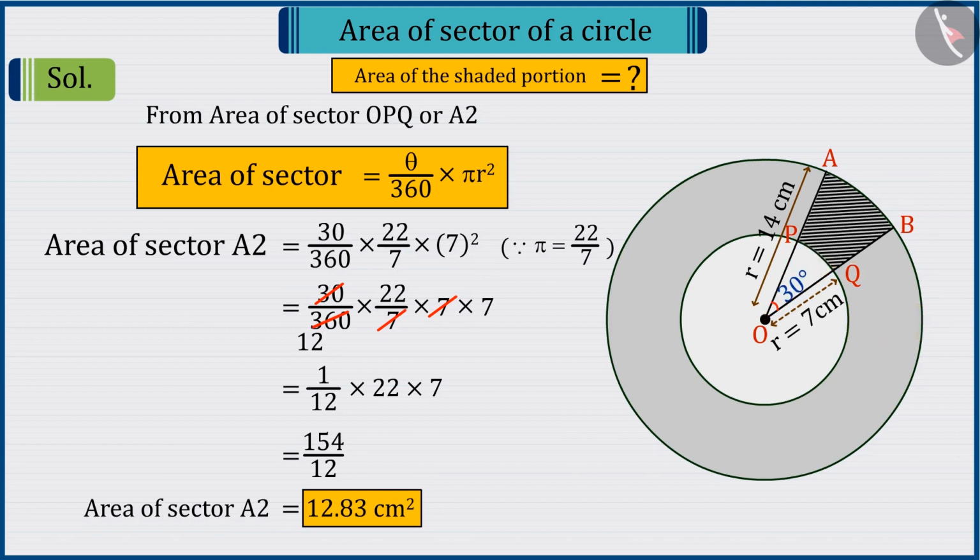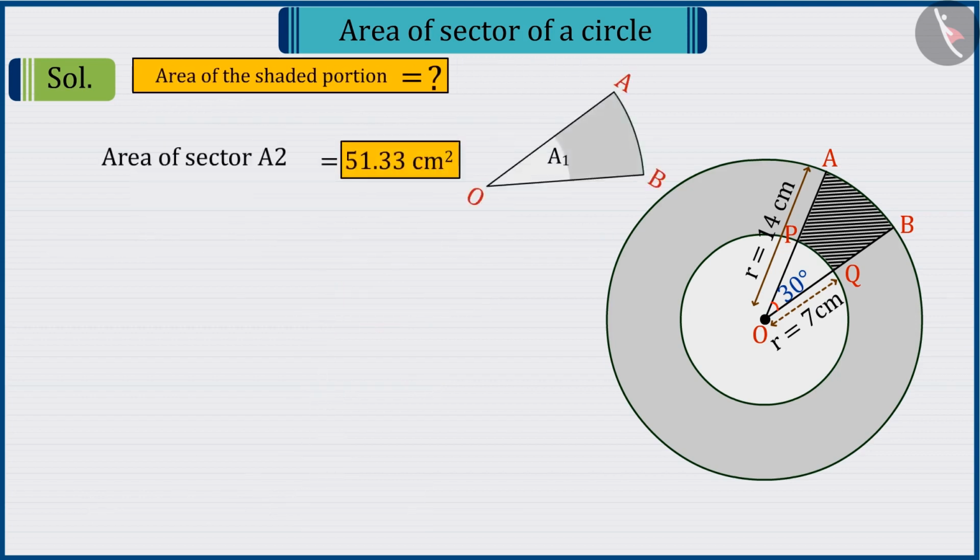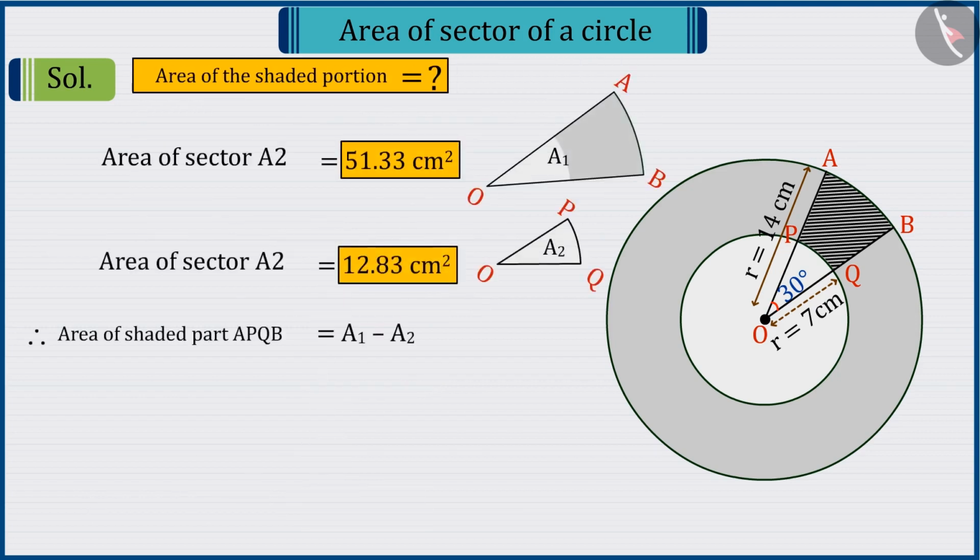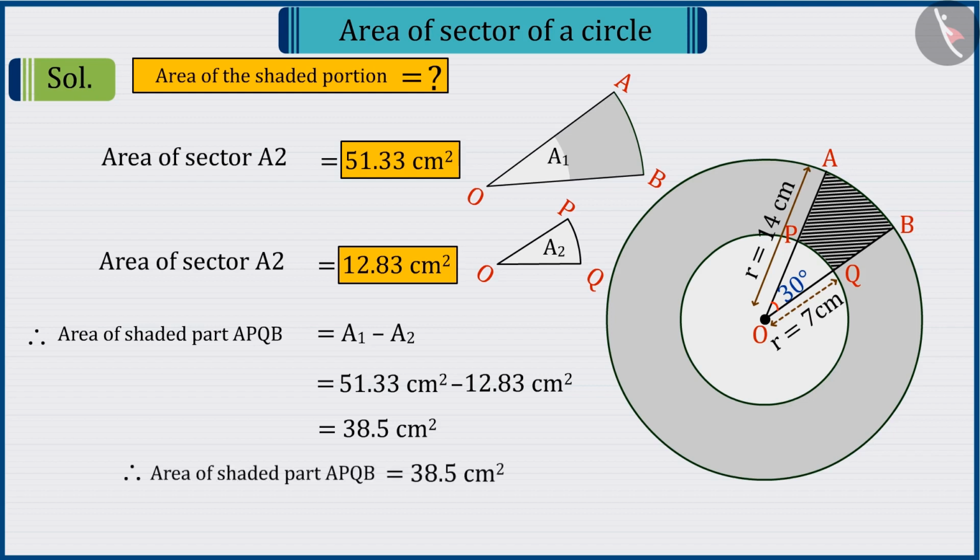Since we have to find the area of the shaded region, we subtract the area of A2 from the area of A1, thereby giving the area of the shaded area 38.5 square centimeters. So we can say that the area of shaded part APQB is 38.5 square centimeters.